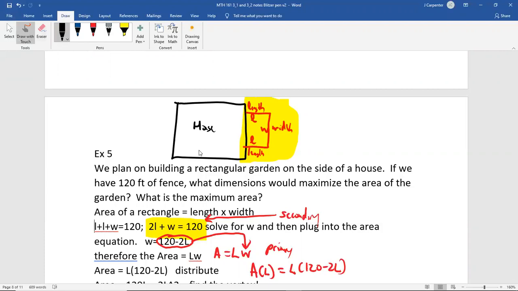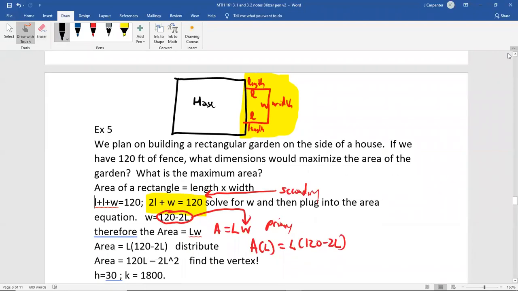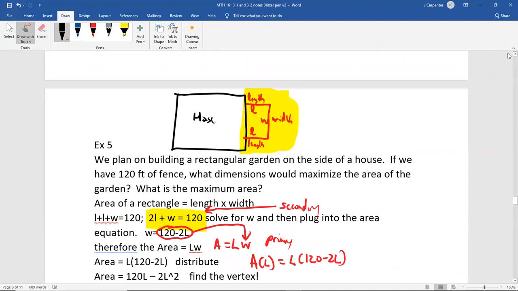So we distribute, and that's going to give us that the area is equal to 120L minus 2L squared. I know it looks a little funny. Or A equals negative 2L squared plus 120L. I missed the L here. There we go. I just swapped the two terms so I have the square term first. That way we won't accidentally misidentify our A or B. And then we find the vertex.